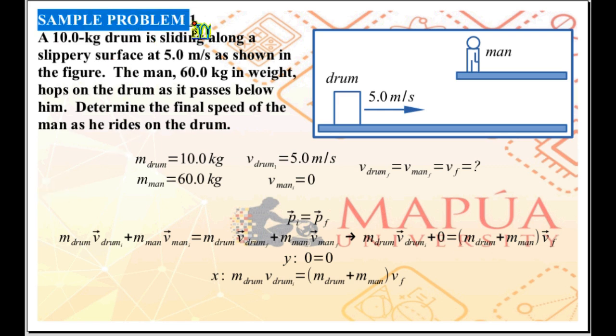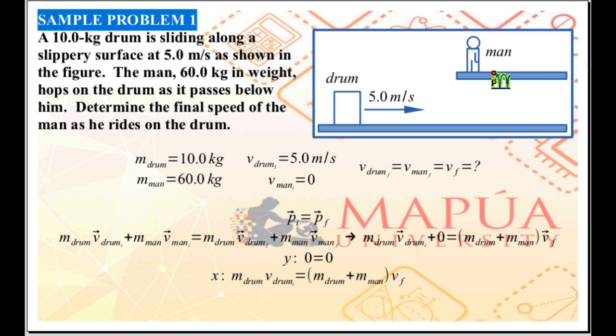Sample problem number 1. A 10-kilogram drum is sliding along a slippery surface at 5 meters per second as shown in the figure. We have a drum sliding along a slippery surface. When we say slippery surface, it's basically considered to be frictionless. Nothing is affecting the motion of the drum, so it's sliding along the flat surface at a constant speed of 5 meters per second.